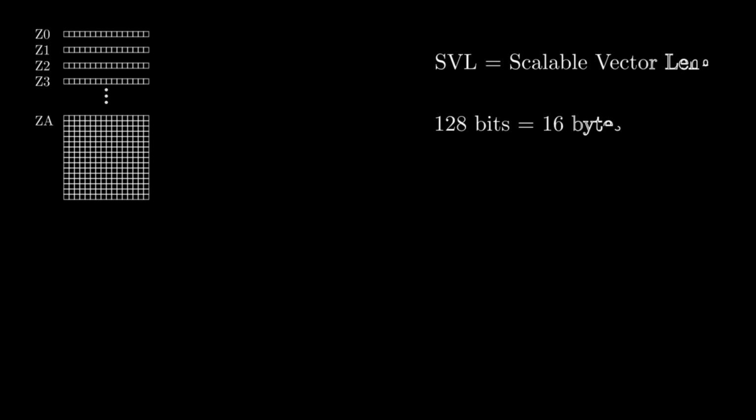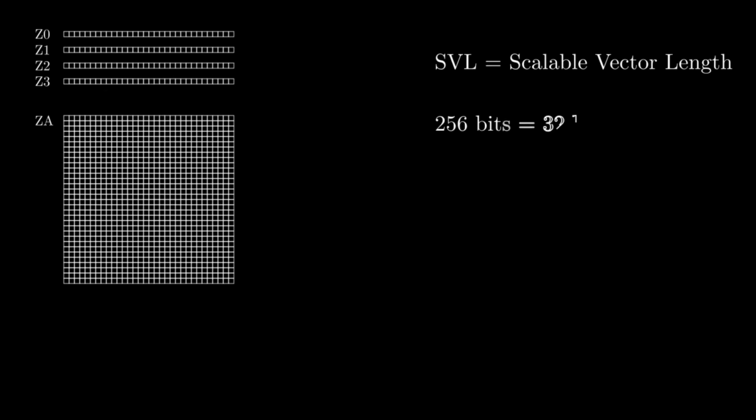Let's look at the SME hardware. There are 32 Z registers named Z0 to Z31 and a square tile array named ZA. The width of the Z registers and ZA tile is determined by the scalable vector length, which is implementation specific and is a power of 2 from 128 to 2048 inclusive.